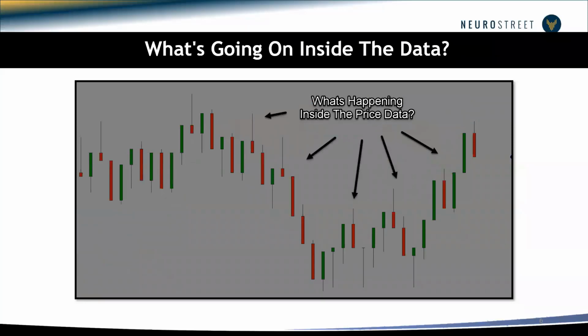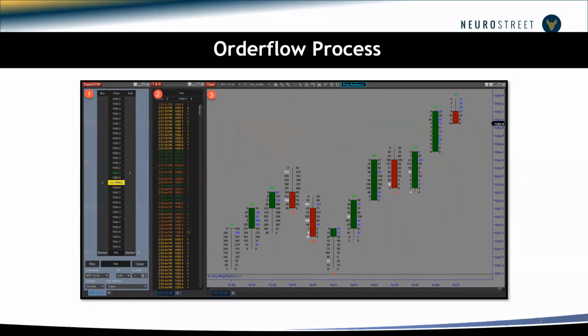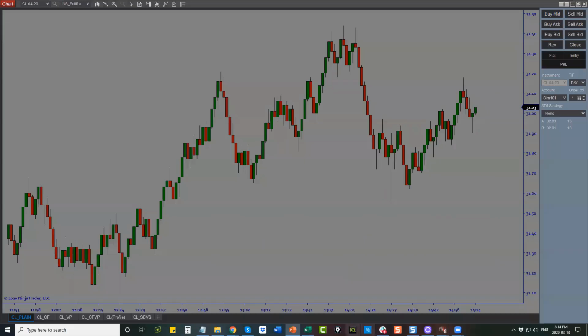And that's where I don't have to worry about what's going on inside the data, because now I have a process to help me make sense of that data. So when we talk about the order flow process, it starts with inventory. Okay. I'm going to grab a cursor here so I can draw on my charts.